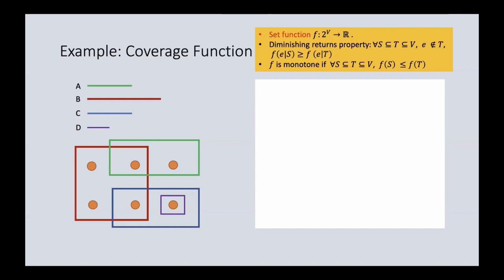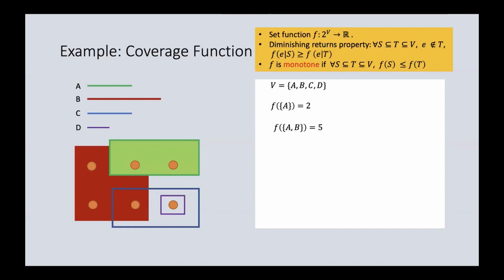So let us now see an example of a submodular function. On the left of your slide, you can see a coverage function. The ground set for this coverage function is basically the set of rectangles A, B, C, D. So what is the value of f of A? It's 2 because the green rectangle is covering 2 orange circles. F of AB is 5.